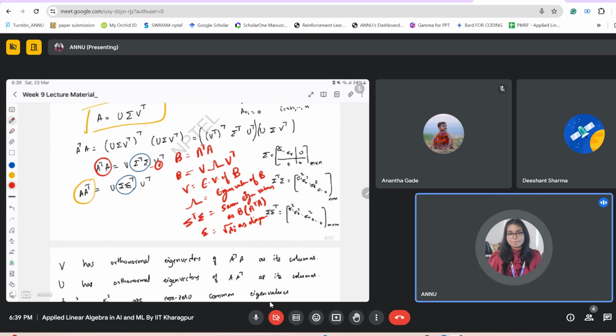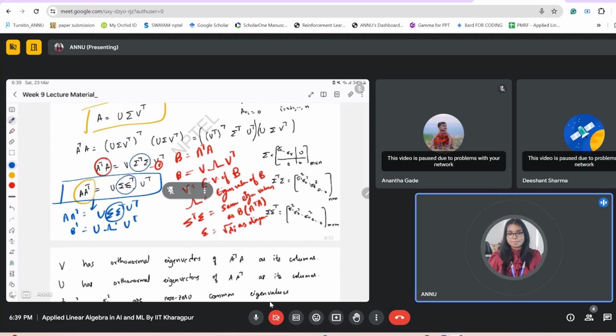If you go to the second equation, A A transpose equals U sigma sigma transpose U transpose. If you consider this as capital lambda dash, and B dash equals A A transpose, using the spectral decomposition theorem, it is showing that U has the eigenvectors of A A transpose. That's why U and V are different.